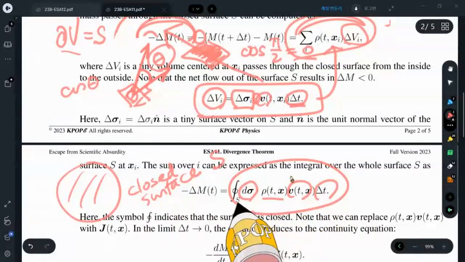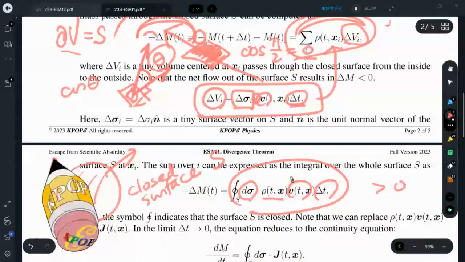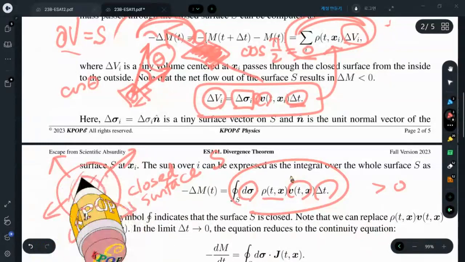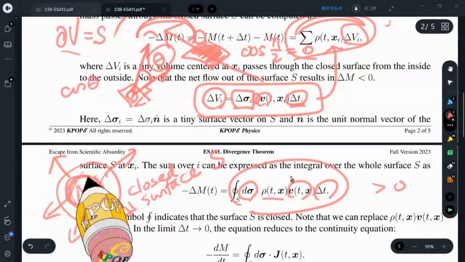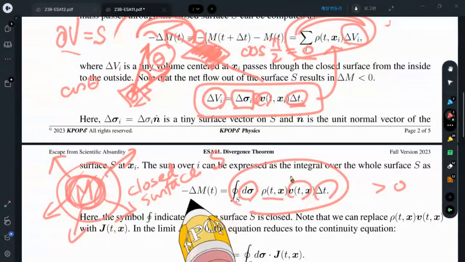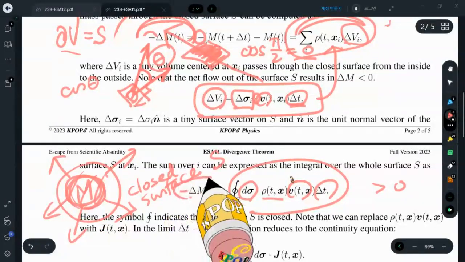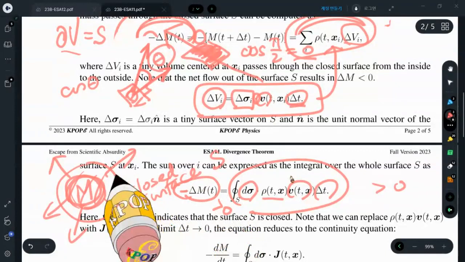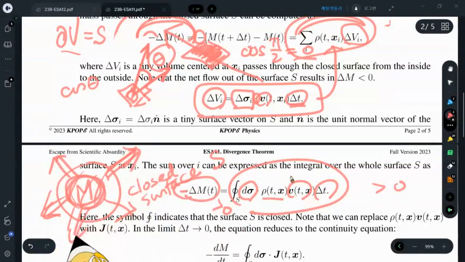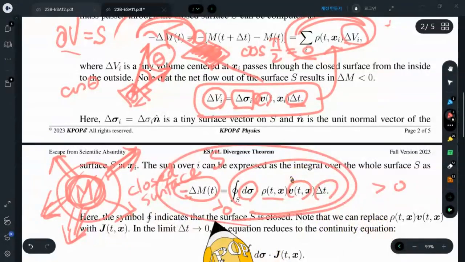Okay. If this integral is positive, then mass has flowed out. So the inside mass is defined by capital M. The capital M decreases. So I have to put a negative sign to make this one positive if mass flows out of the surface. Okay, this is called the continuity equation.